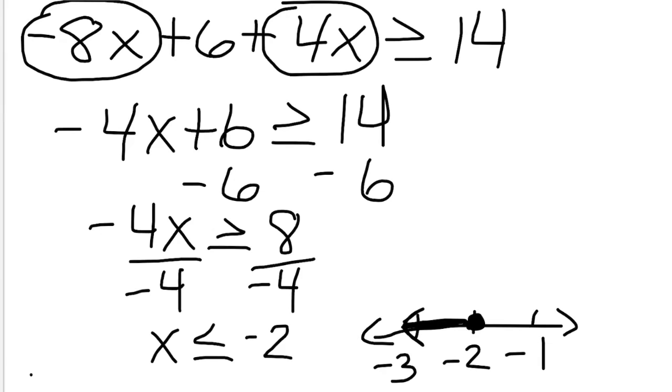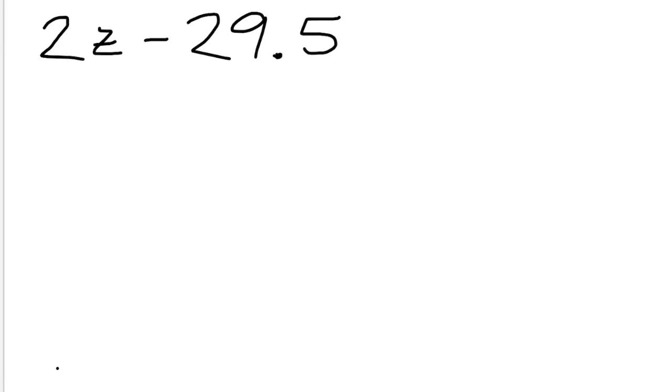All right, guys, let's try another one. That's our second example. All right, guys, so for our third problem, I want you guys to try this one. This is 2z minus, let's do a decimal, 29 and 5/10 is less than or equal to 10 and 5/10.